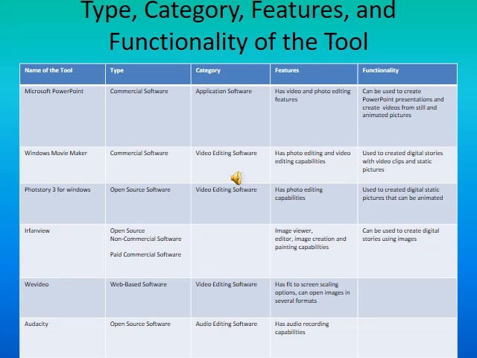The next tool that we have is EarthenView, which is an open source software which can be non-commercial, meaning fully open source, or it can be a paid commercial software, meaning you pay for a registered use of the software. It has the features of an image viewer, image editor, image creation, and it also has painted capabilities, and it can be used to create digital stories from images.